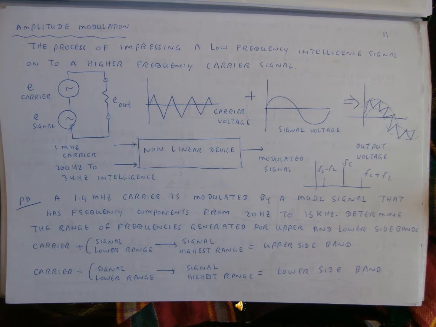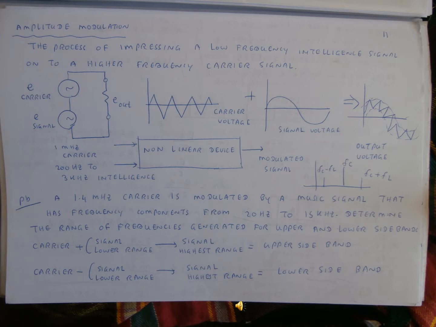Regarding this principle, we saw a problem. A 1.4 megahertz carrier is modulated by a music signal that has frequency components from 20 hertz to 15 kilohertz. Determine the range of frequencies generated for the upper and lower side bands. We calculated the upper side band as carrier plus signal, from the lowest to the highest signal frequency, and the lower side band as carrier minus signal, from the highest to the lowest. The detailed calculation you can see in the next slide.